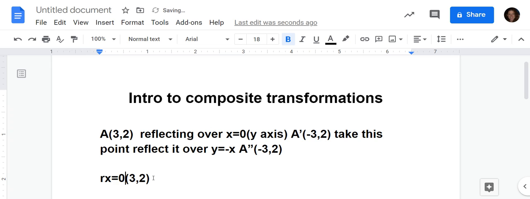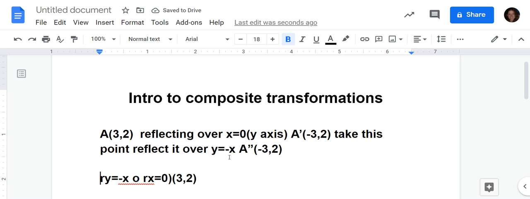Now, we use this little symbol, like a little circle. It should be like a lowercase o, but please don't write it as a lowercase o. We think of that little circle as meaning following, because the second thing we're going to do is a reflection of, now this is subscript y equals negative x, of that same point. So we're doing both of these to this point, so we can put these in parentheses.